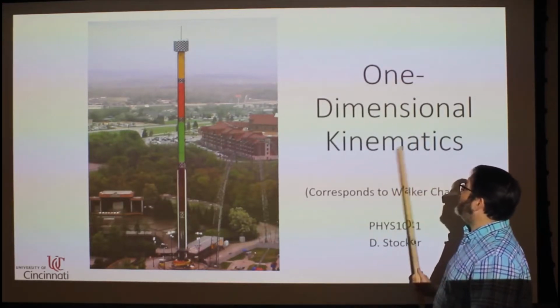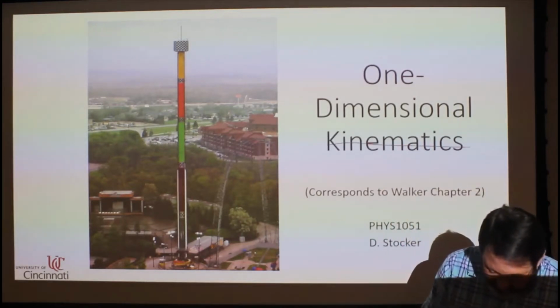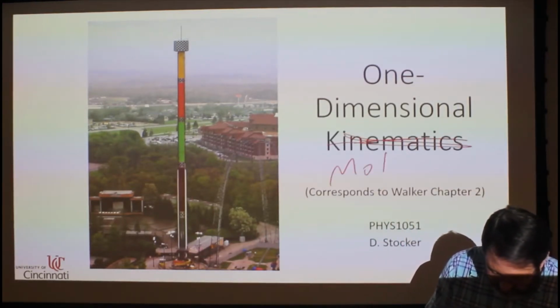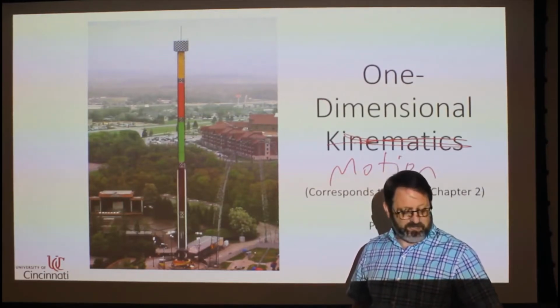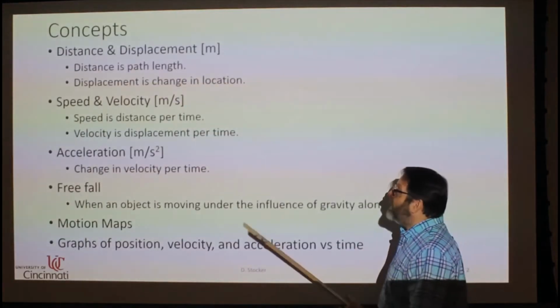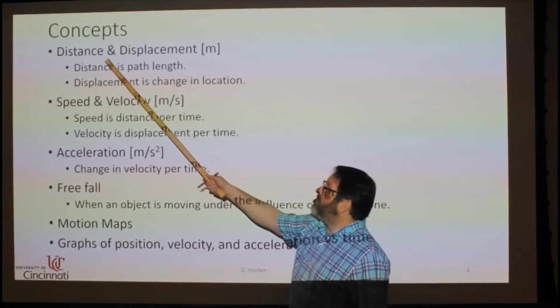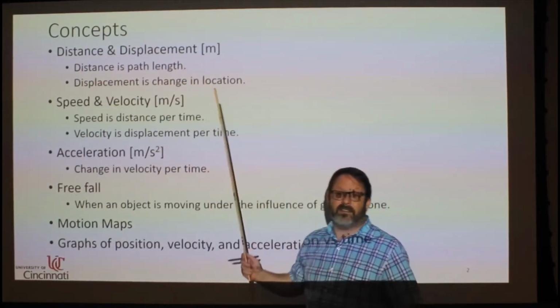So one-dimensional, we understand that. Kinematics is a big fancy word. It means motion. So one-dimensional kinematics is about motion in one dimension. Concepts to worry about: distance and displacement. A distance is a path length.